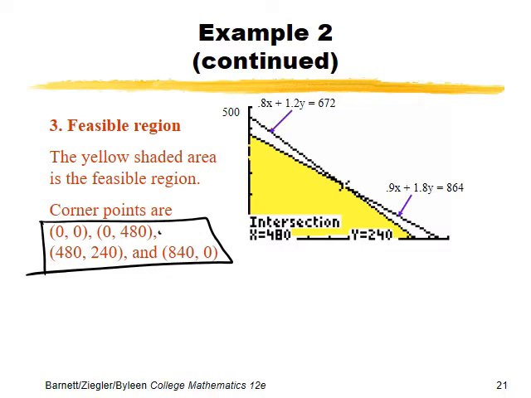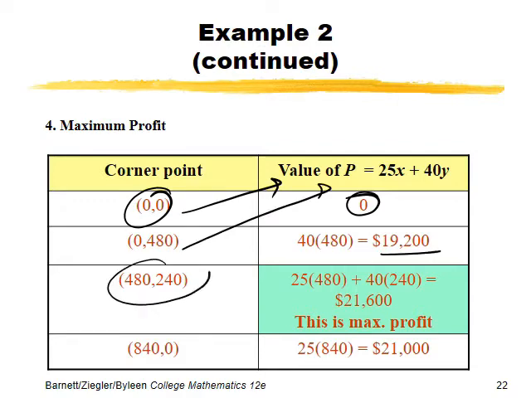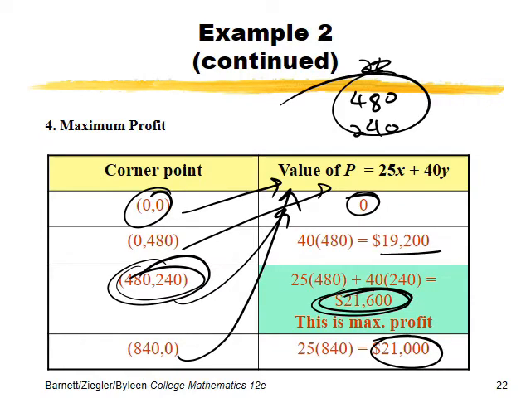Now we substitute all these points one by one into our objective function, and we will see where we can get the maximum profit. When we substitute the corner point 0 0 into the profit function, we get 0 profit. When we substitute the other corner points, we get these profits. So this is the maximum profit when we substitute 480 and 240. So we should produce 480 2% boards and 240 4% boards in order to get the maximum profit.